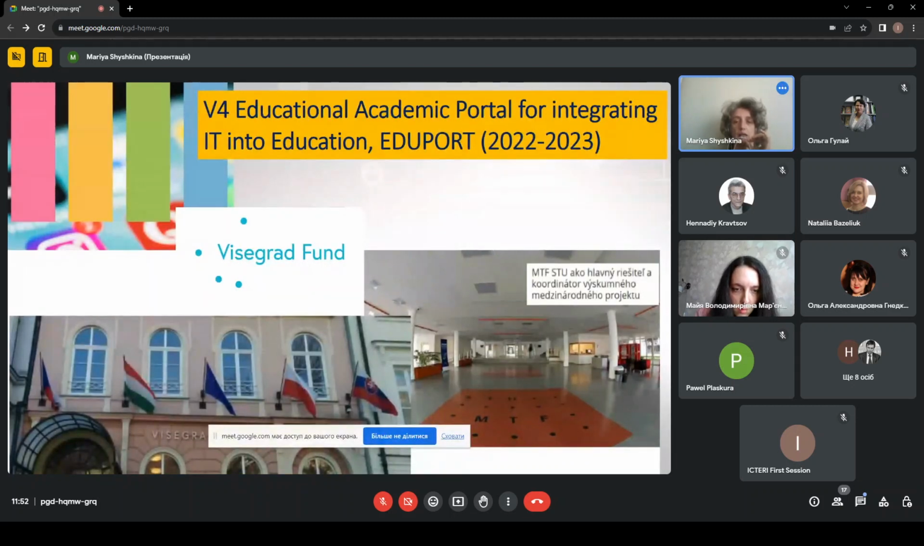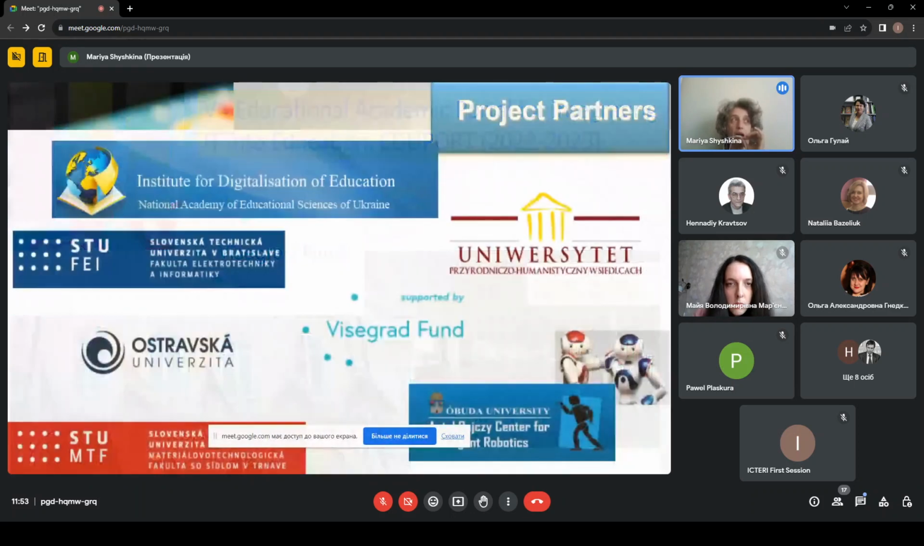And that is our educational academic portal for integrating IT into education project, which started in 2022. At the beginning of this project it was impossible to include participants from Ukraine, but after some time, when the situation somewhat stabilized, the Visegrad Fund decided that it is possible to engage the participants from Ukraine. So we were engaged in this project, not from the very beginning, but in the middle of the project. But still, we are engaged in it.